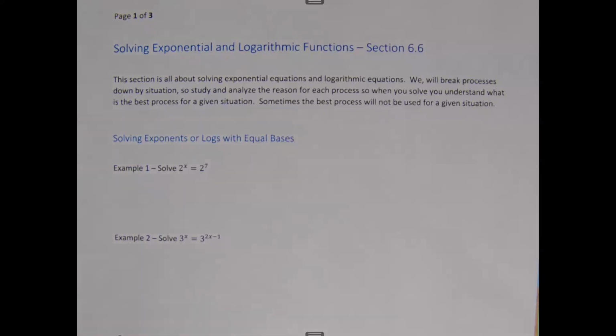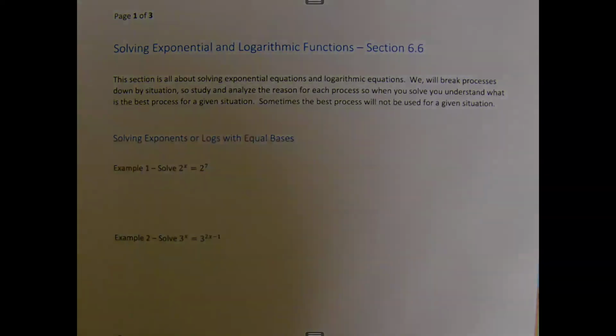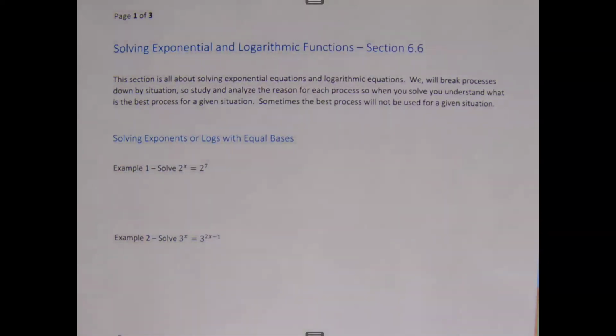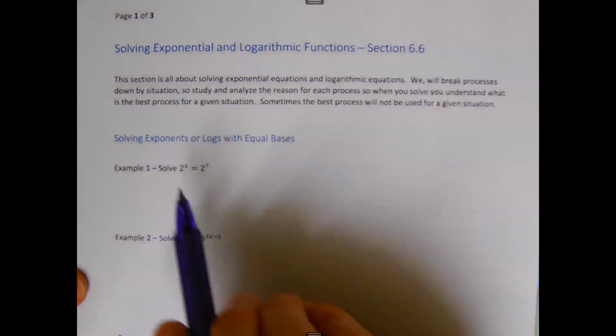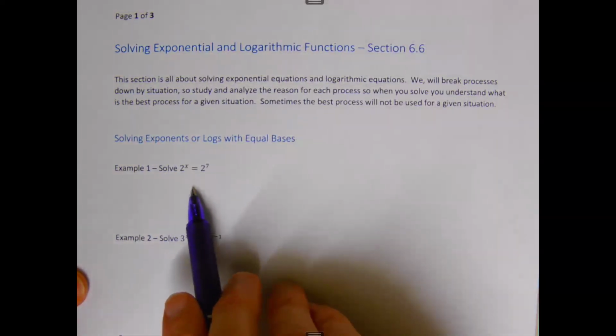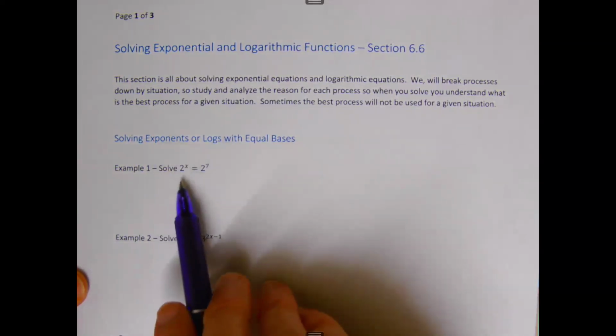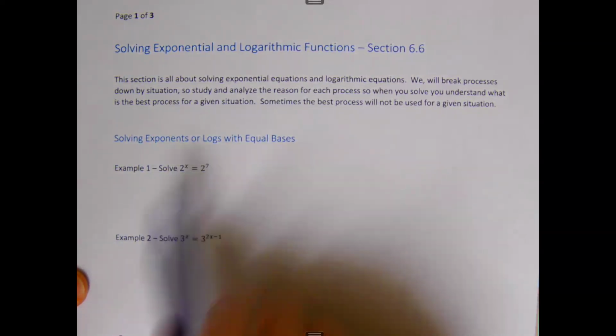So we're going to look at solving exponential and logarithmic equations. This entire section is about solving these types of equations. So let's start with the first one. Solve 2 to the x equals 2 to the 7th.